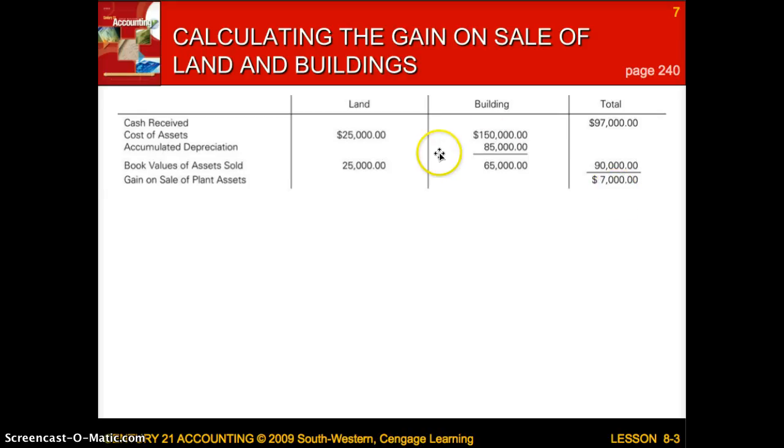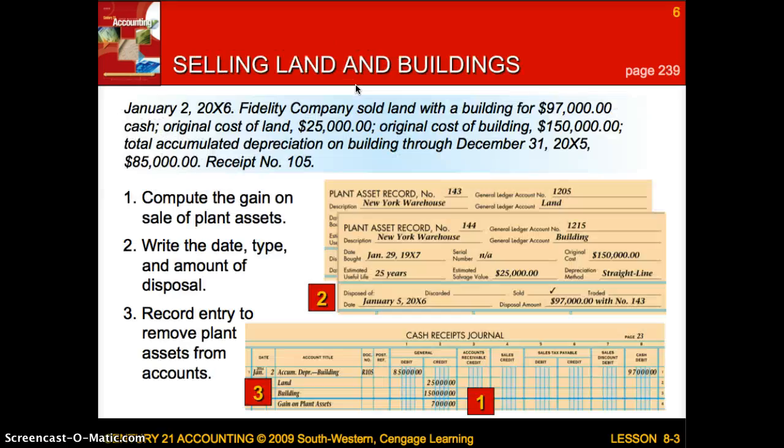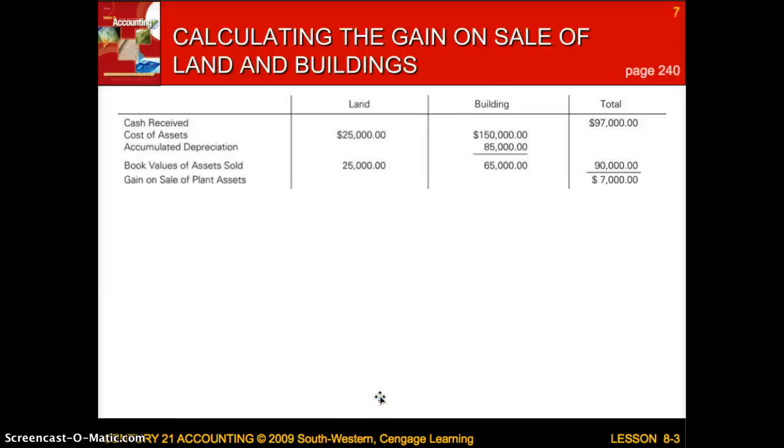So this is another way to look at this. If this is easier for you than looking at it this way, in this cash receipts journal, I would, if it was me, this is what I do. I write it out every time. Okay, I just have what I need to know, my land and my building and my total.